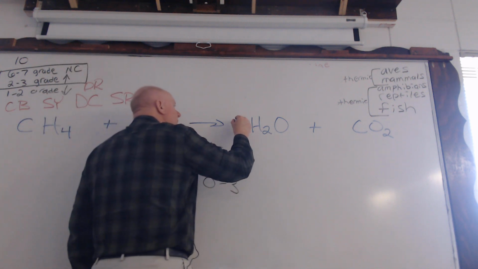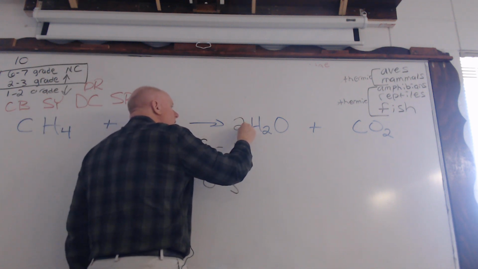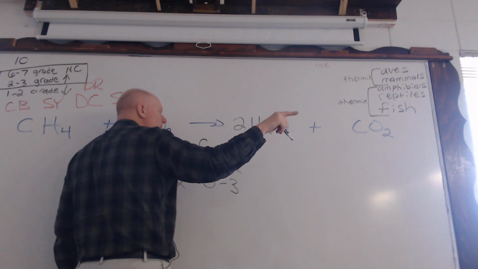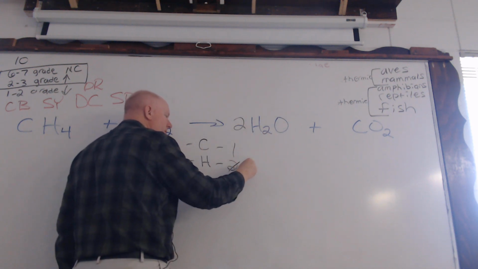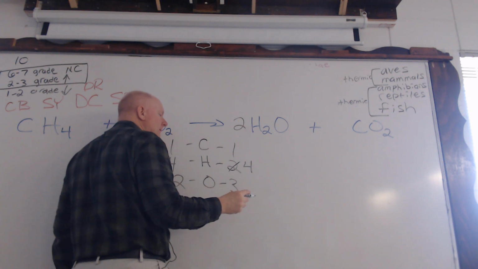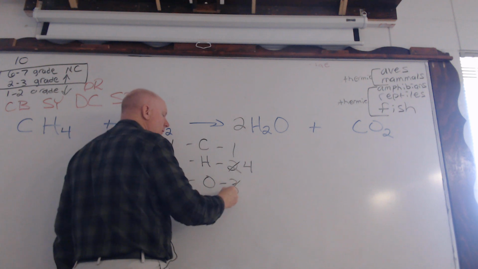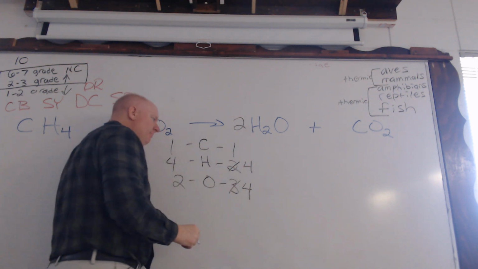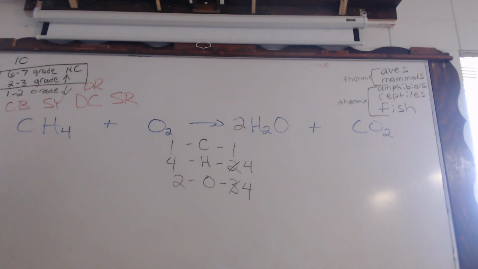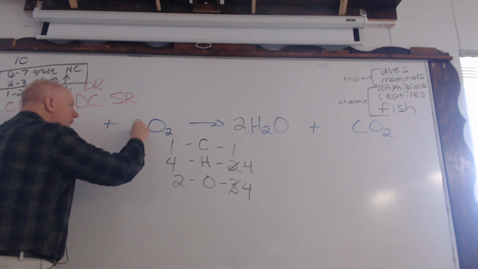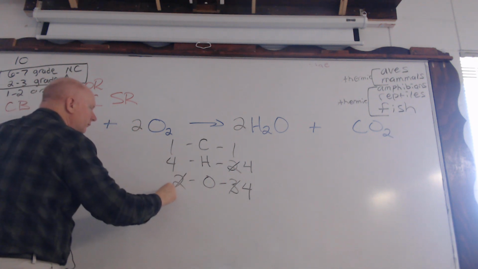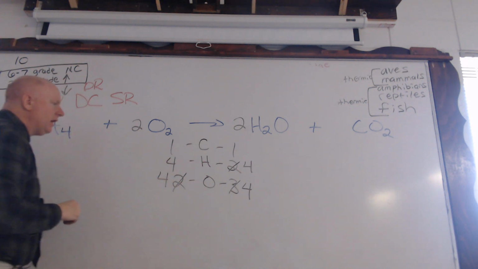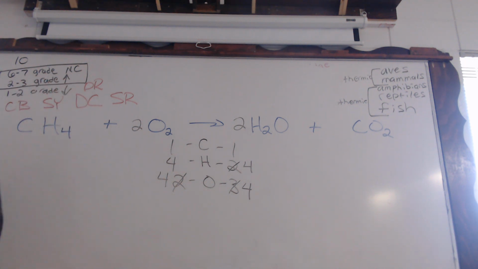So what does that change on this side? It gives us 4 oxygens and 4 hydrogens. And then you put a 2 in front of the oxygen on the left side. So it's 1, 2, 1, 2. Does that look balanced? Yes, it does. Okay?